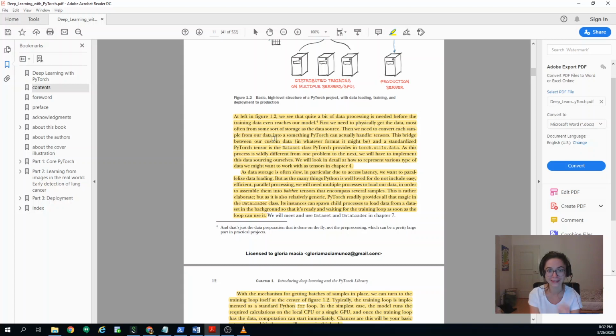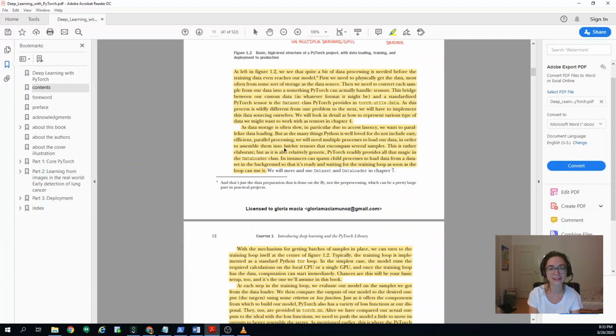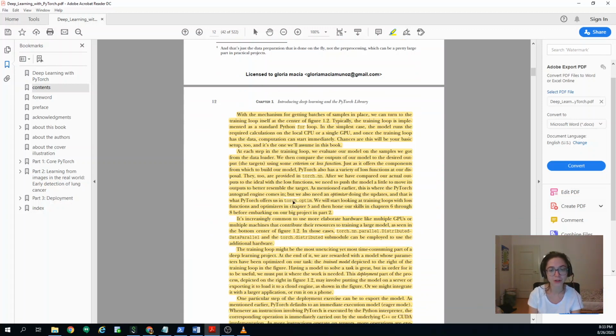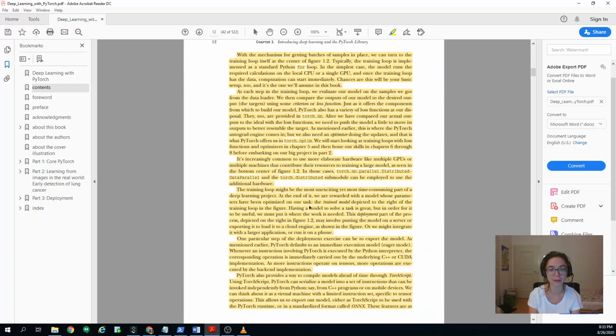So we are talking about data. We have a class called Dataset in torch.utils.data. And this process simplifies our life massively. And then, a few more things it says: as I mentioned, the concept of batches that encompass several samples. And then it says this is rather elaborate, but it's also relatively generic. And PyTorch readily provides all that magic in a DataLoader class, right? And if you know a bit of fast.ai, you have heard about these data loaders a lot. Yes, so what else? Then we also talk about the optimizer, which PyTorch offers in torch.optim. And finally, we also talk about the option of training on one or multiple GPUs. So that's the torch.nn.parallel.DistributedDataParallel or torch.distributed submodule, which offers that capability, right?